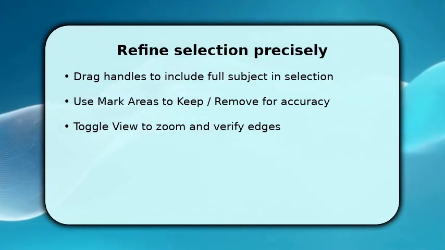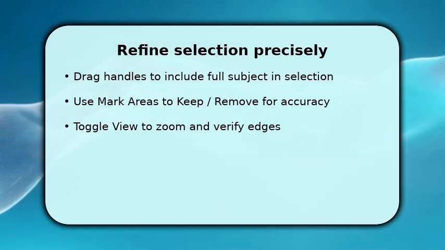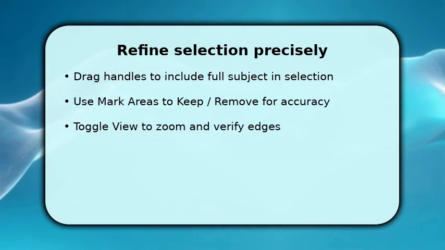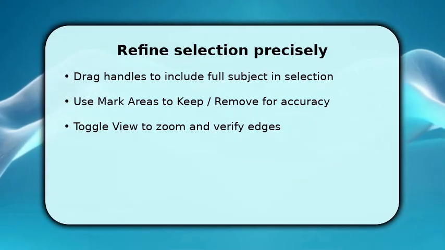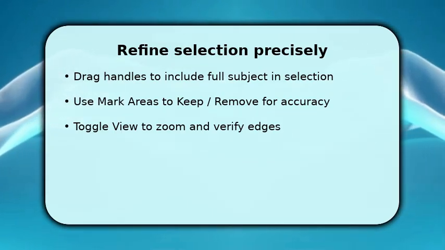Word refines live. Also, toggle between fit and zoomed view to inspect fine edges. This gives you control over hair, irregular borders, and overlapping objects so the final crop looks natural.